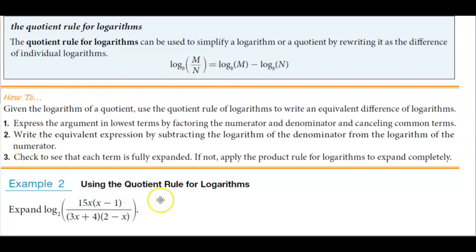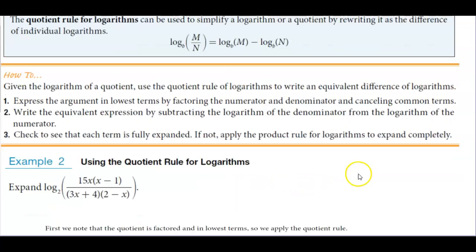Now in example 2, we're going to use the quotient rule for logarithms to expand the following expression. How do we go about that? Well, given the logarithm of a quotient, we're going to use the quotient rule of logarithms to write an equivalent difference of logarithms. Number 1, we're going to express the argument in lowest terms by factoring the numerator and denominator and canceling common terms. Number 2, we're going to write the equivalent expression of subtracting the logarithm of the denominator from the logarithm of the numerator. And number 3, we're going to check to see that each term is fully expanded. If not, we're going to apply the product rule for logarithms to expand completely.